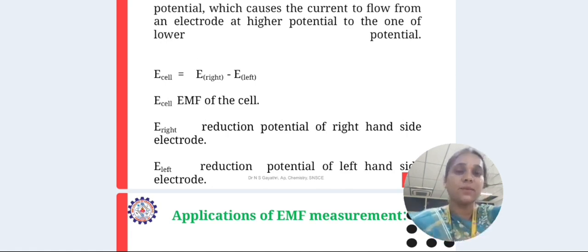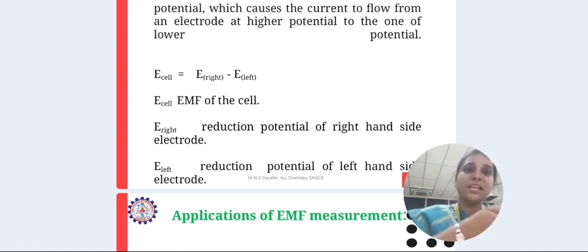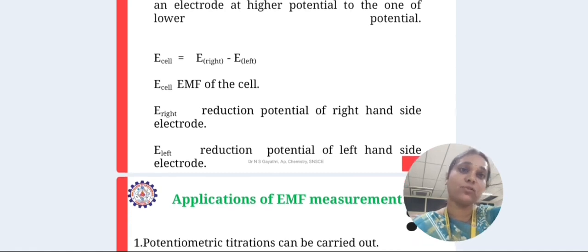E right minus E left. We have taken the cathode as copper, that is in the right side, and the anode is in the left side, that is zinc. Here, for example, E right is cathode, that is copper, E left is zinc, that is the EMF of the zinc. And this right minus left is overall called as EMF of the cell, that is E cell. E right is the reduction potential of the right hand side electrode and E left is the reduction potential of the left hand side electrode, that is EMF.